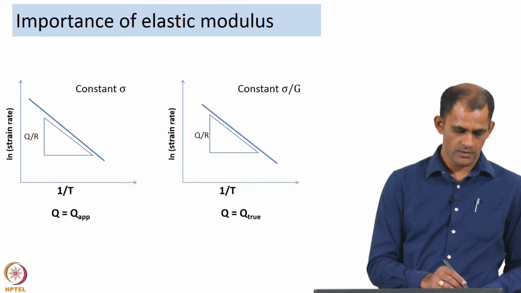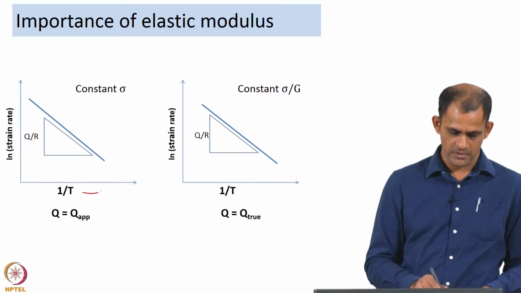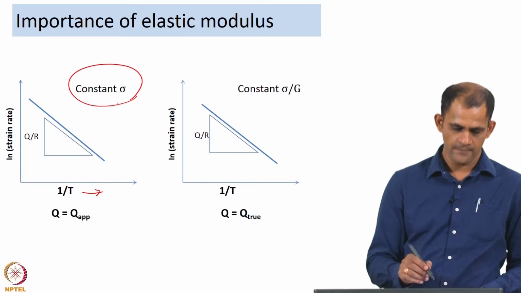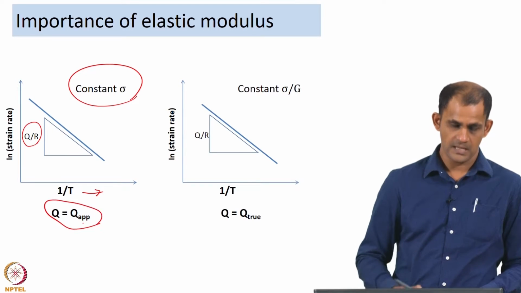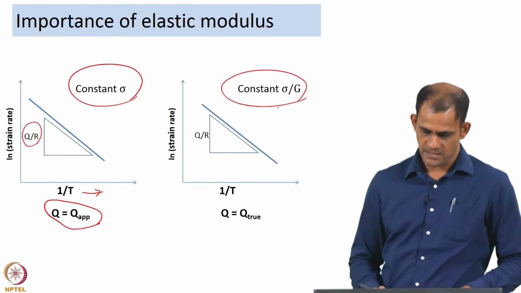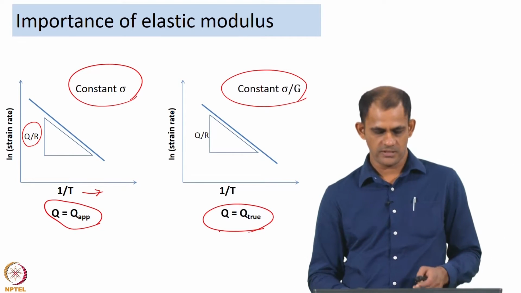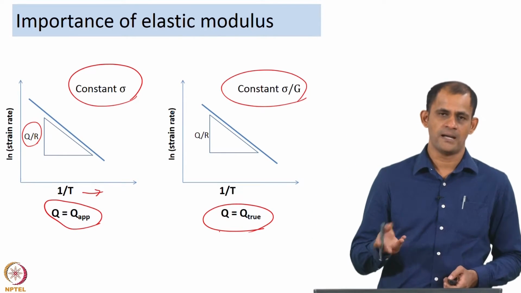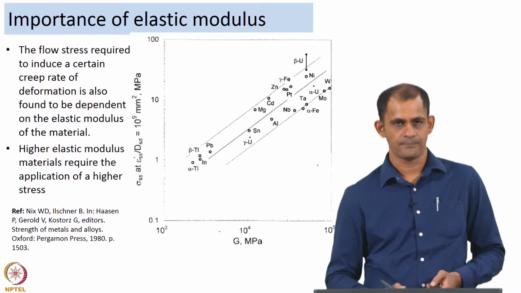So, here you have an Arrhenius plot. You have ln of strain rate versus 1 over T, just for the sake of illustration. If you used a constant sigma, the activation energy that you get as a result is the apparent activation energy. In the second case, you carried out your comparison at constant sigma over G, and the activation energy you get is known as the true activation energy. So, that is the role elastic modulus plays in the analysis of your data and in determining the different creep parameters, especially the activation energy.